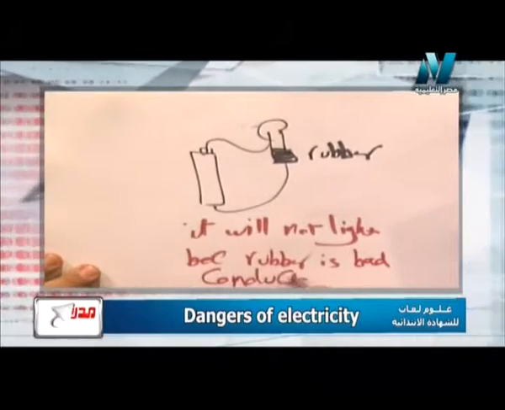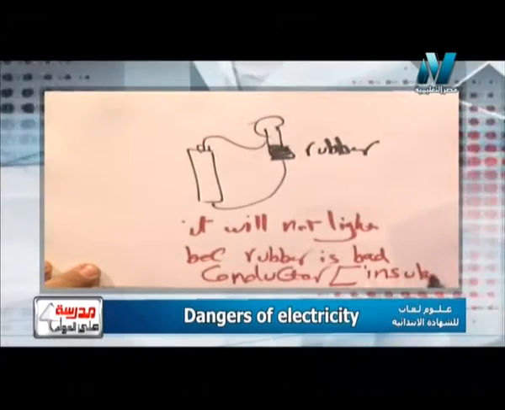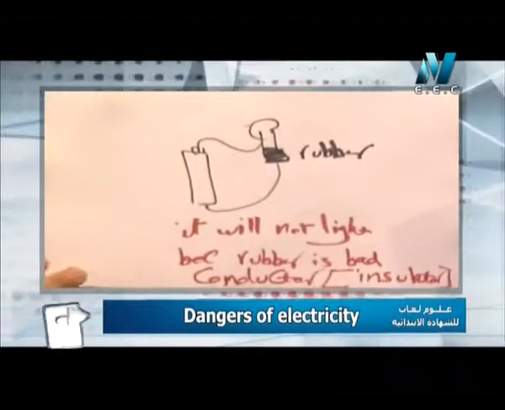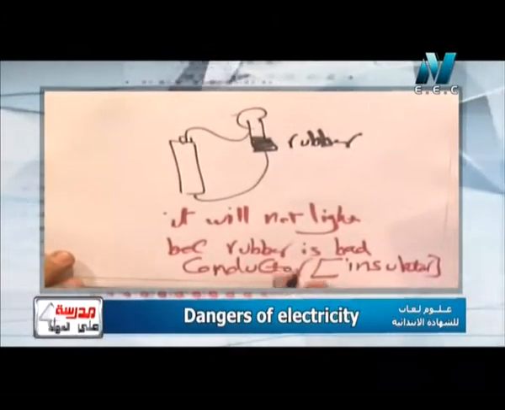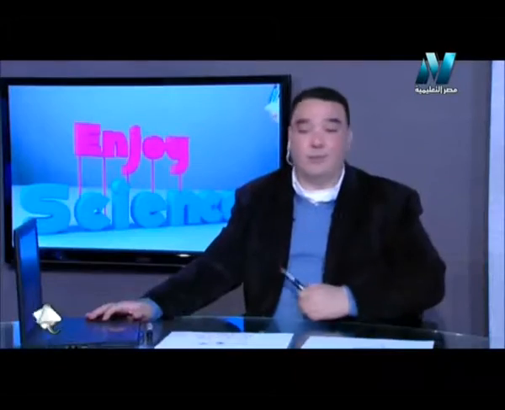Or as I said, the more accurate term is to call it an insulator of electricity. So the more accurate term is to say insulator, not bad conductor. So again I will repeat this experiment with the coin. I have rubber, coin, iron nail, a piece of glass, a piece of wood, copper wire, and so on. So many materials you can use in this activity to know what are the conductors and what are the insulators.